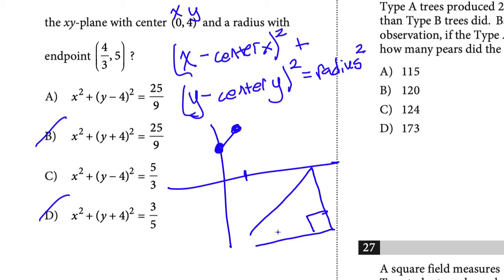This is a right triangle where I started all the way over here. I went 4/3 units to the right because I started here at the x-coordinate of 0, and I ended at an x-coordinate of 4/3. So how much did I move? 4/3. So I moved 4/3 in the x direction.